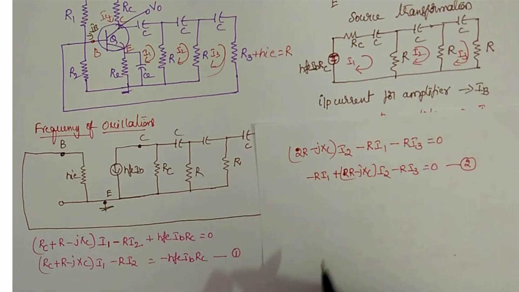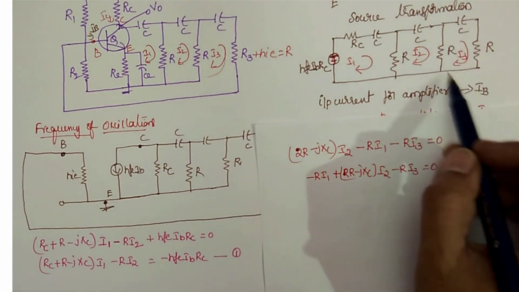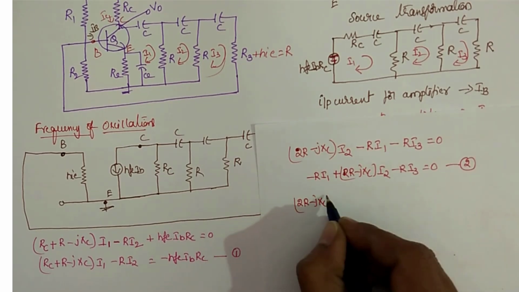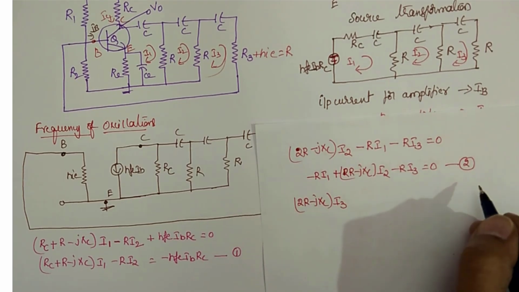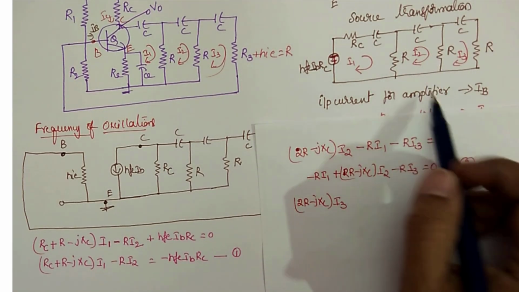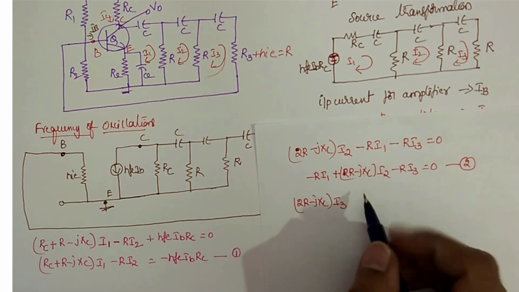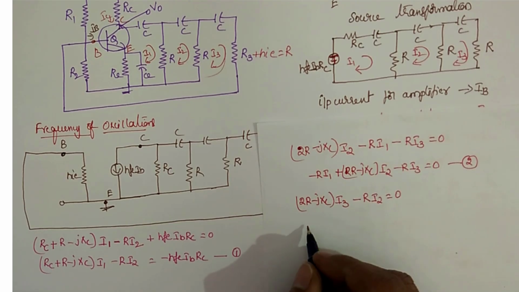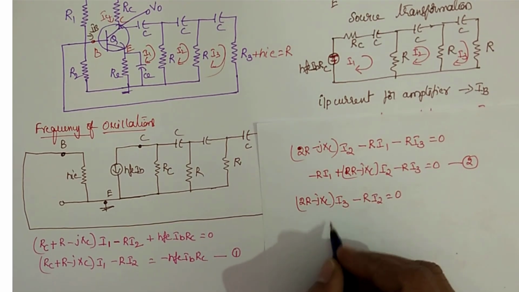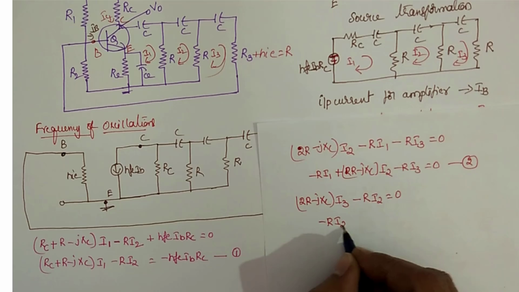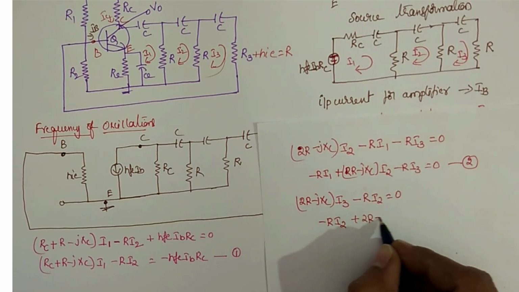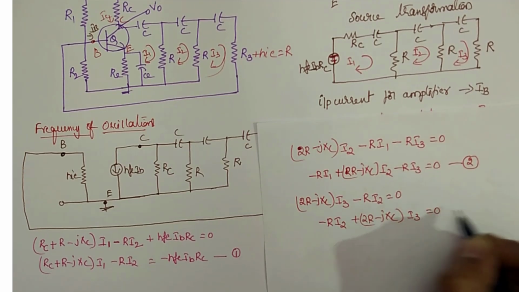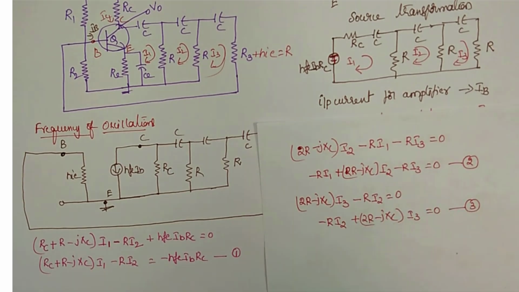Okay. Next, the third equation. Again the same 2R: 2R minus JXC of I3. Here there is a provision only for the I2 current, so that is minus R I2 is equal to 0. Again I am rewriting it. In this equation there is no I1. So it starts with only I2: minus R I2 plus 2R minus JXC of I3 is equal to 0. So let it be equation number 3.